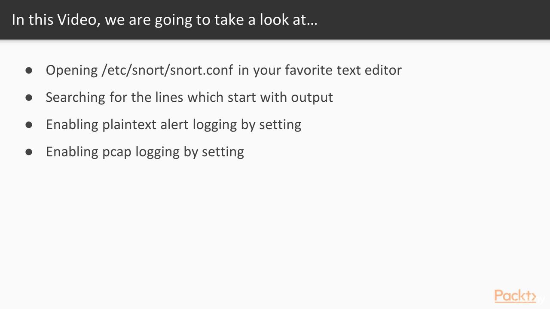then search for the lines which start with output, then enable plain text alert logging by setting, and finally enable PCAP logging by setting.